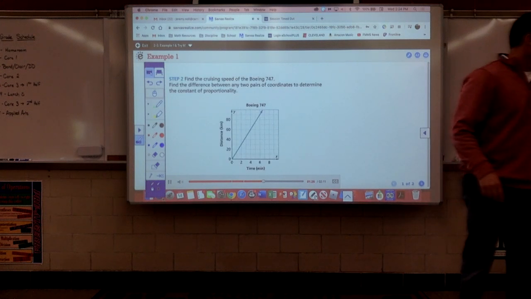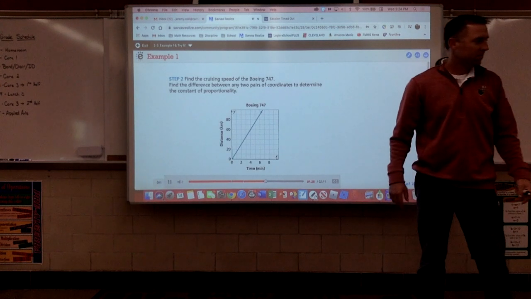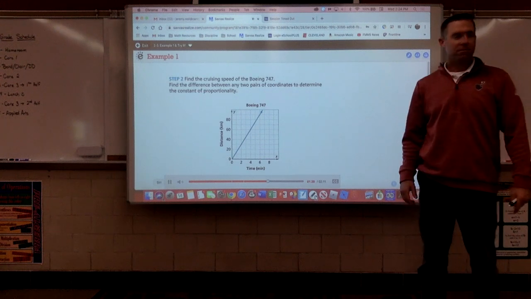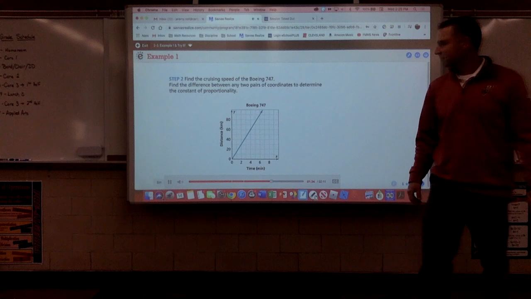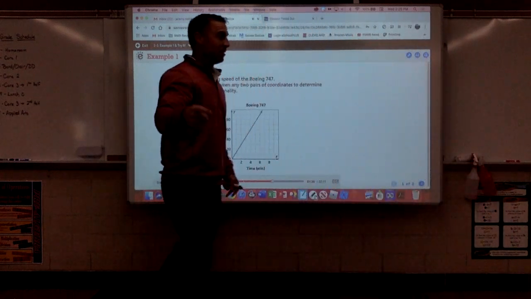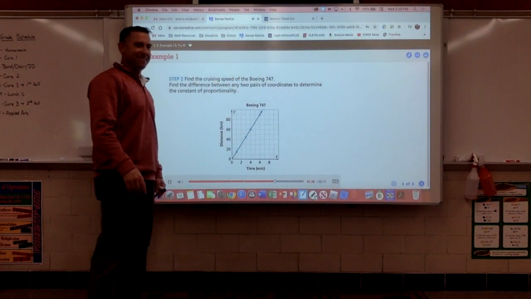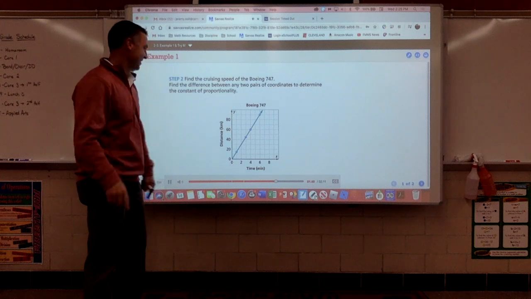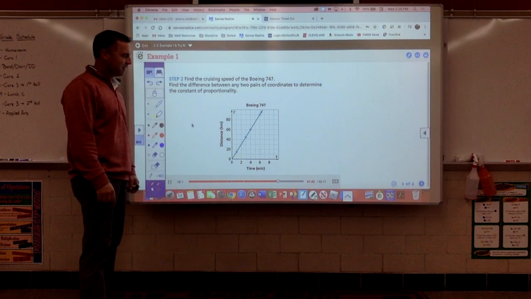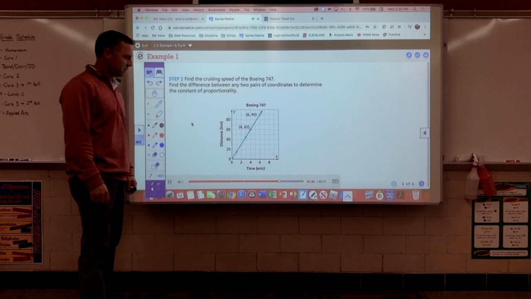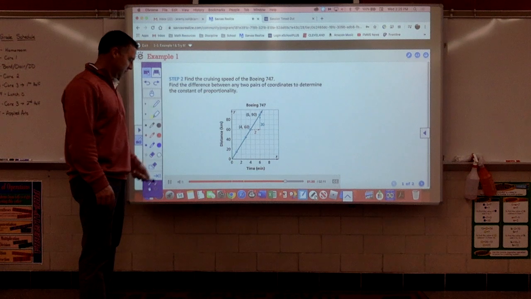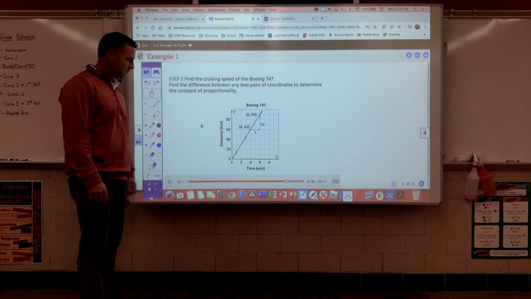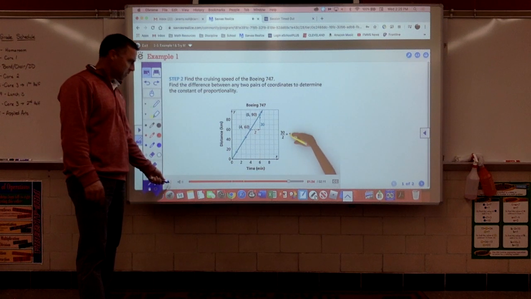Now, we need the cruising speed of the Boeing 747. To determine the constant of proportionality, Mira can find the difference between any two pairs of coordinates. There are many points on the line, but not all of them have coordinates that are easy to read from the graph. Mira could choose these 2 points, for example. The graph has a run of 2 and a rise of 30. The ratio of rise to run is 30 to 2, or 15.